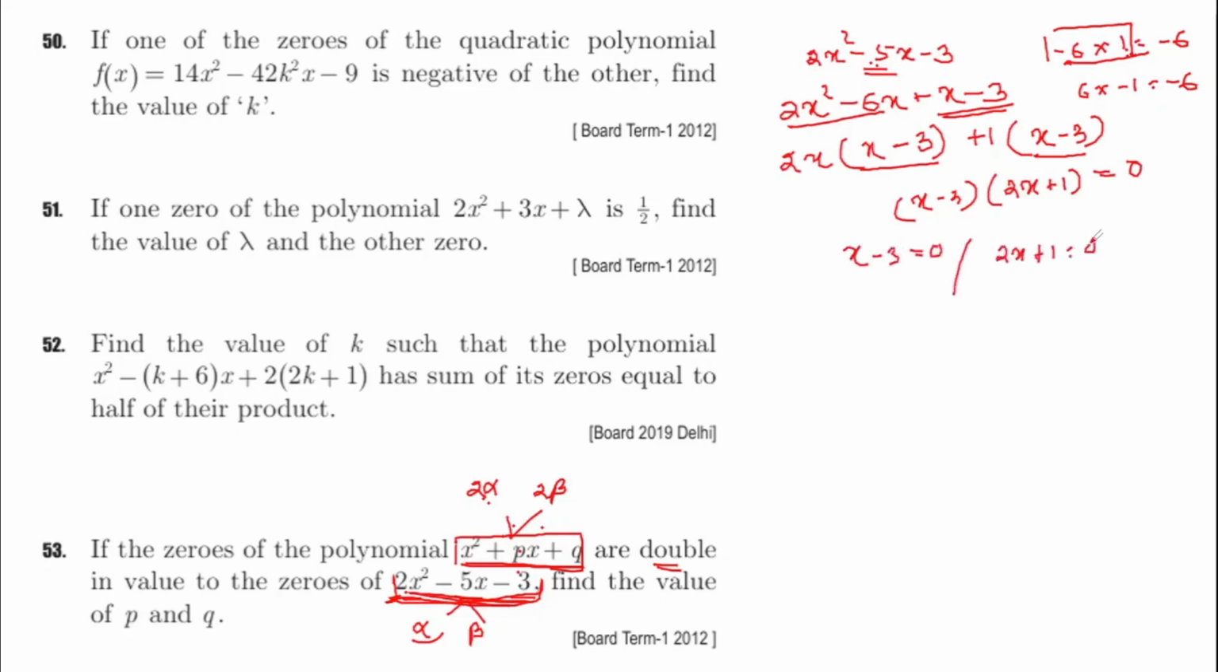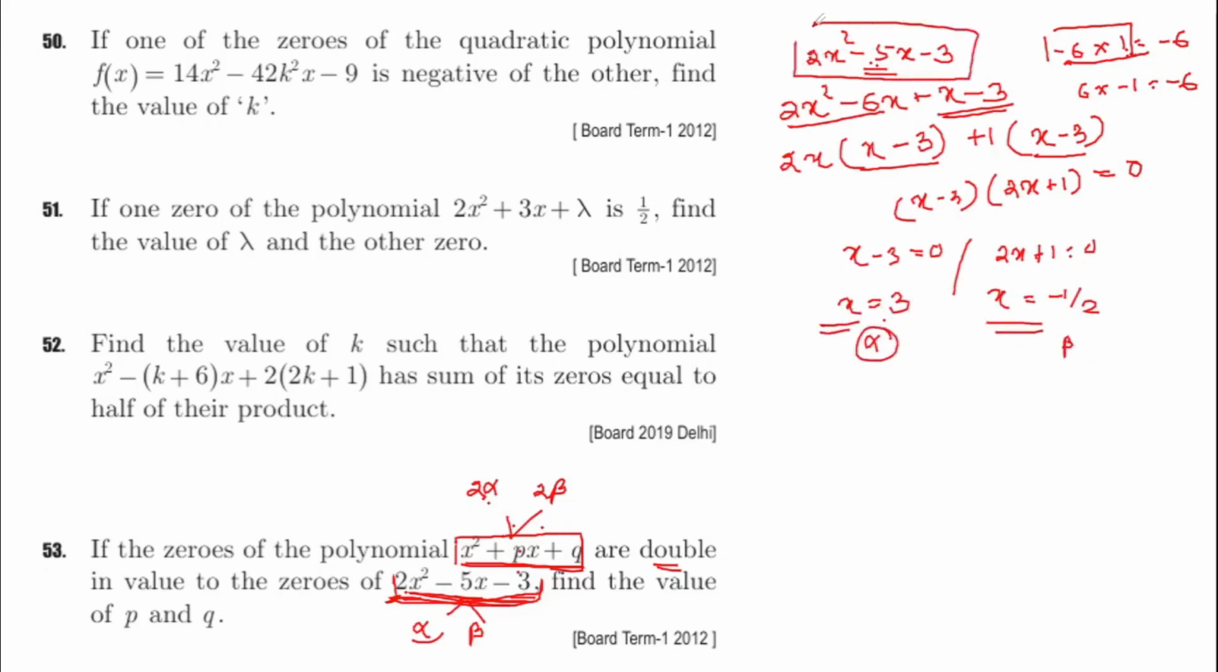I have already discussed this thing. We have already discussed this several times, so don't waste much time. Let's just solve this question. So the value of x is 3 and minus 1 by 2. So if I assume this is alpha, this is beta. Now these are the zeros of this given polynomial.